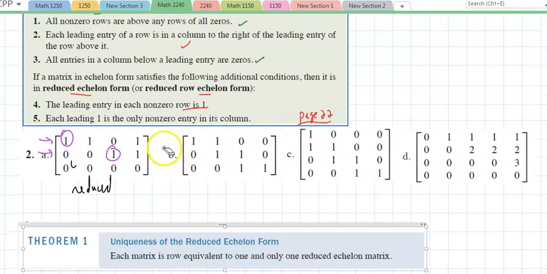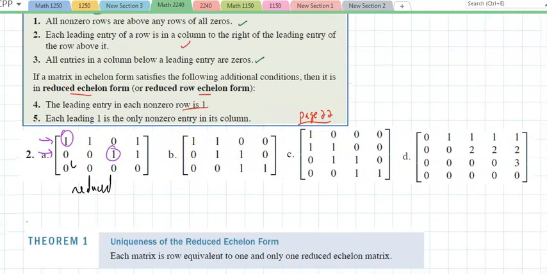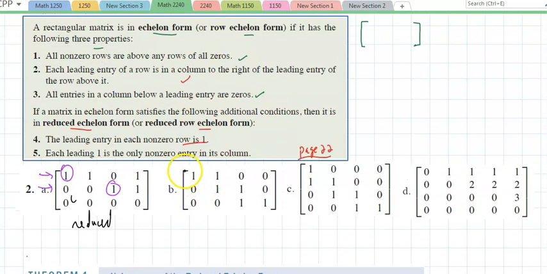Now let's see the next. If I look at this, does it satisfy these cases? Well, is it in echelon form? First, okay, the first one is fine. There are no all-zero rows. Each leading entry in a row. This is the leading entry in the first row. This is the leading entry in the second row. This is the third, so only those 3 count. Each leading entry in a row is to the right of the leading entry above it. That's true. This is, yeah, to the right and to the right. All entries in a column below the leading entry are 0. That's true. So this is for sure echelon form.